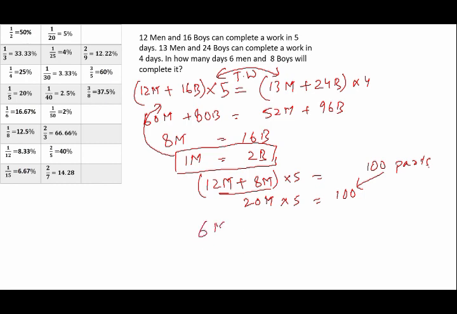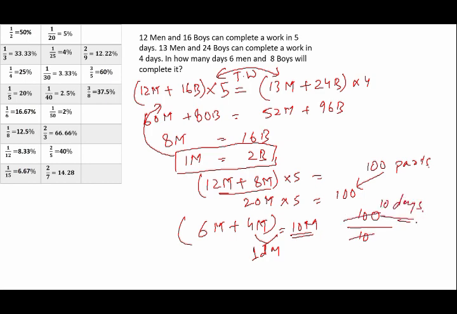Well, 6 men plus 8 boys will be 4 men, which is 10 m. This is the work done in one day by 6 men and 8 boys. So total work is 100 parts, and parts done in one day is 10 parts. It will take them 10 days, and it will take you almost 2 minutes to solve this question. Well, I don't think you want to do this. Again, we'll cancel that out.